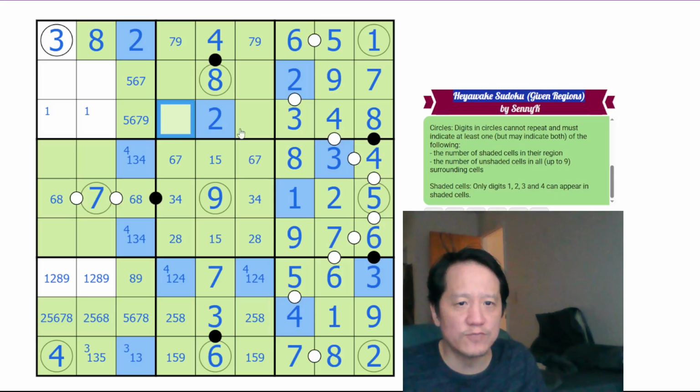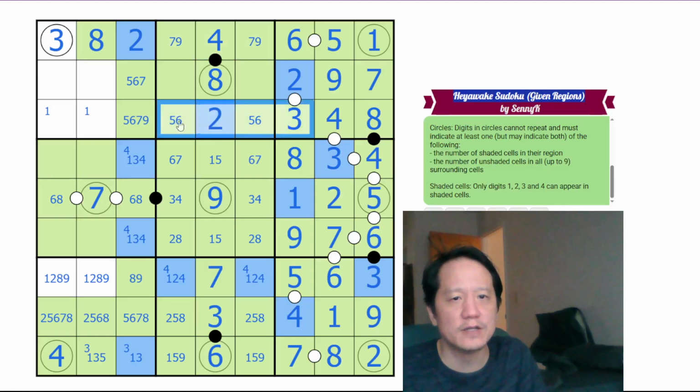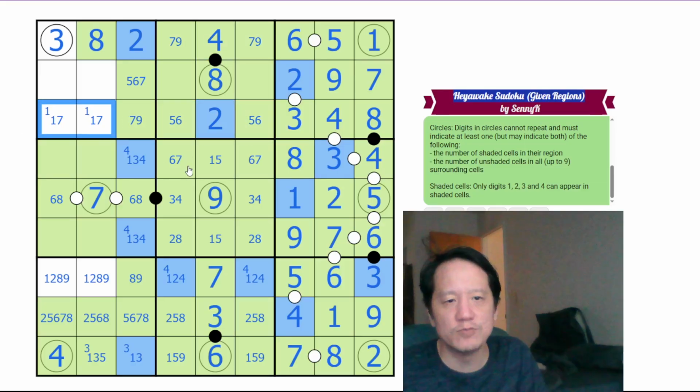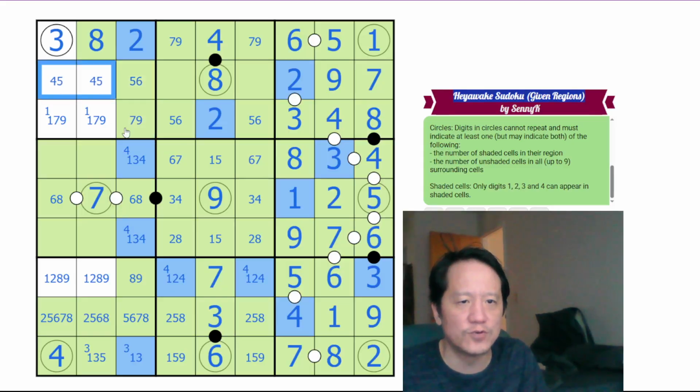Remaining digits of row 3. We have 5, 6, 7, 9. No 7, 9 pair because of 7, 9 in the box. So this is a 5, 6 pair, which eliminates 5 and 6 in the rest of the row. So this must be 1, 7, and 9. That eliminates 1, 7, 9 in the rest of the box. So this can't be 7. This is 4, 5, and 6.